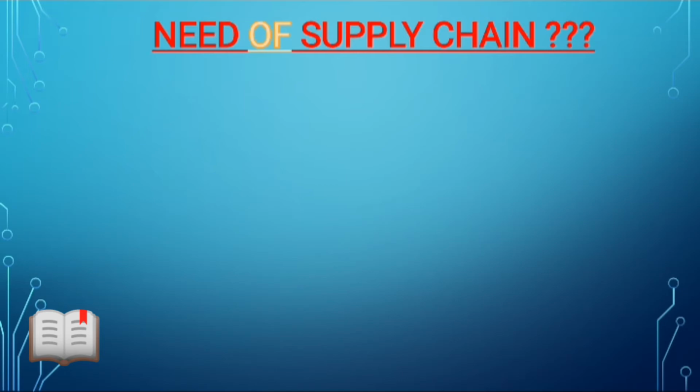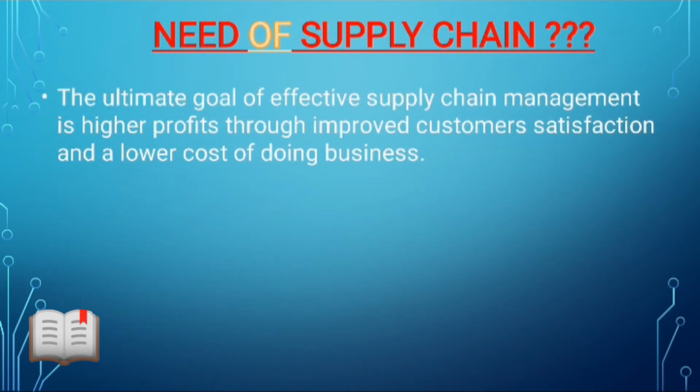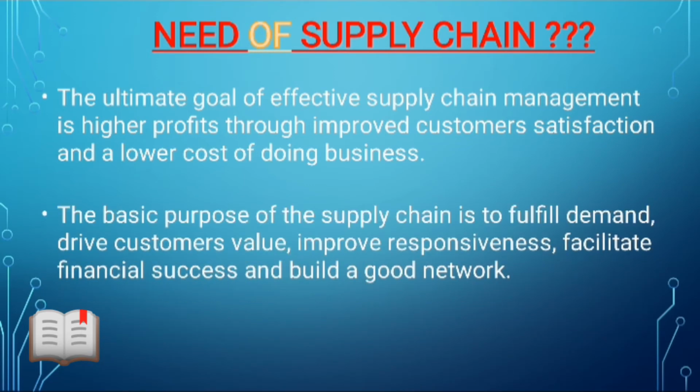Now we need to know why there is a need for supply chain. The ultimate goal of effective supply chain management is higher profit through improved customer satisfaction and a lower cost of doing business. The basic purpose of the supply chain is to fulfill demand, drive customer value, improve responsiveness, facilitate financial success, and build a good network.